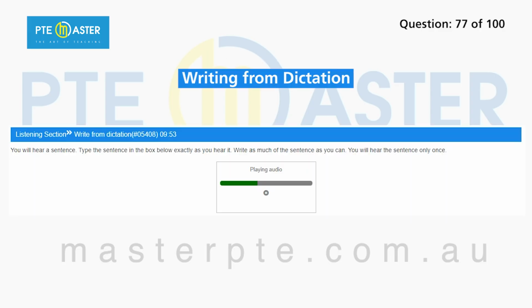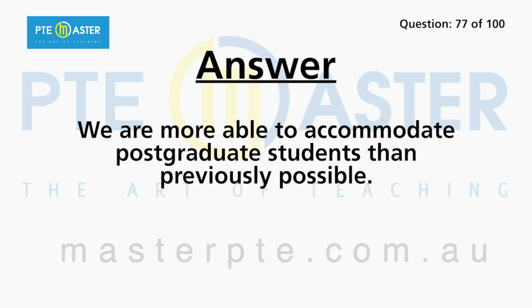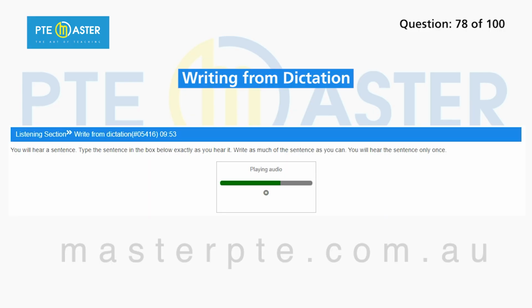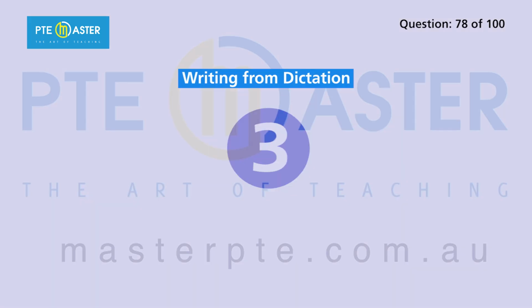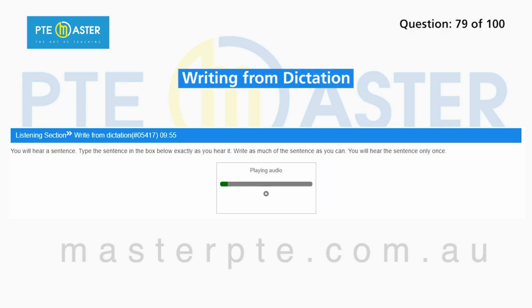We are more able to accommodate postgraduate students than previously possible. The prevailing wind ensures the temperature extremes unwell. Sugar is a solid carbohydrate that is always used to sweeten food.